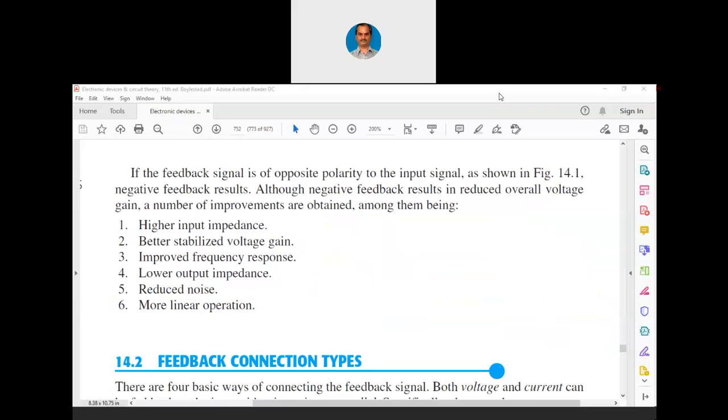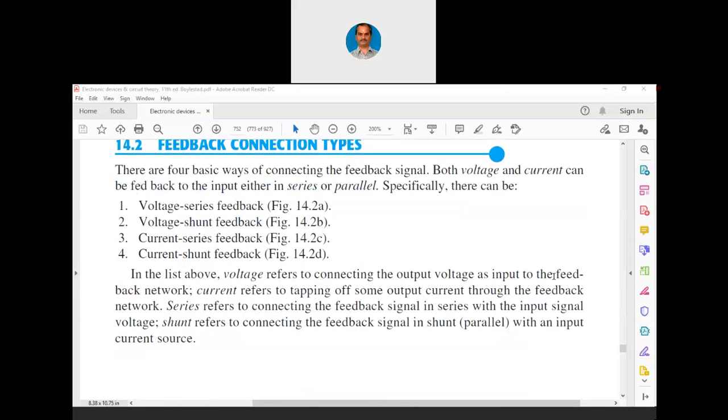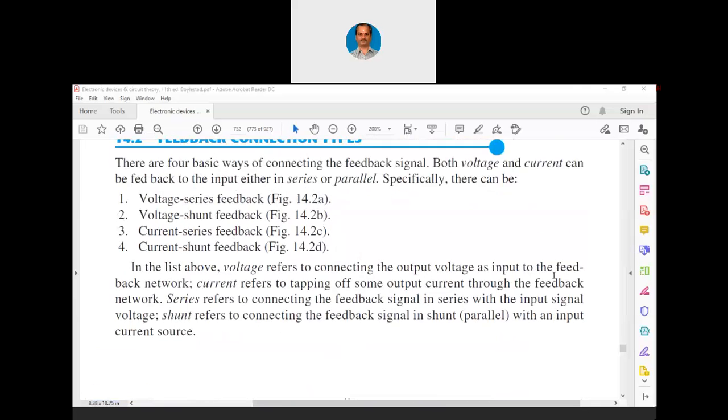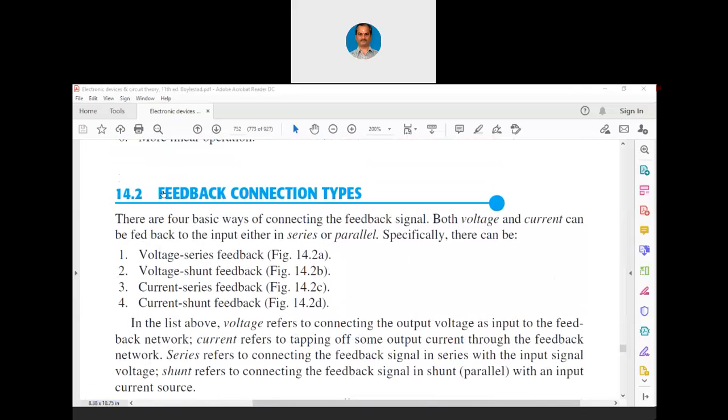So, now let us see how we can have different types of feedback connections. Now, I'll just show you these types. We basically have 4 types.